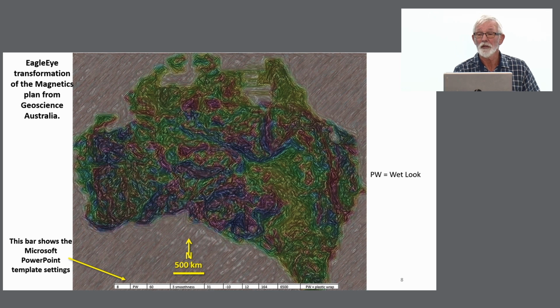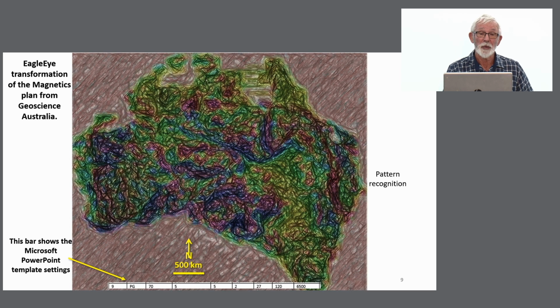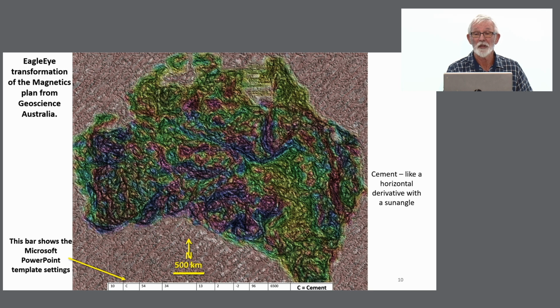Wet look is actually sun angle, it's draping, so effectively you can see the highs and the lows and the valleys better. And then go back to pattern recognition to start to bring in the structures, which you can start to see now. Then horizontal derivative with a sun angle. You can actually start to see the structures appearing now. Big ones running across here, one running up there.